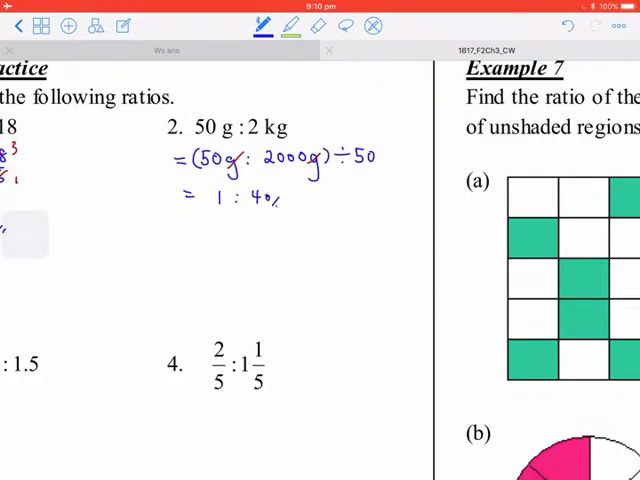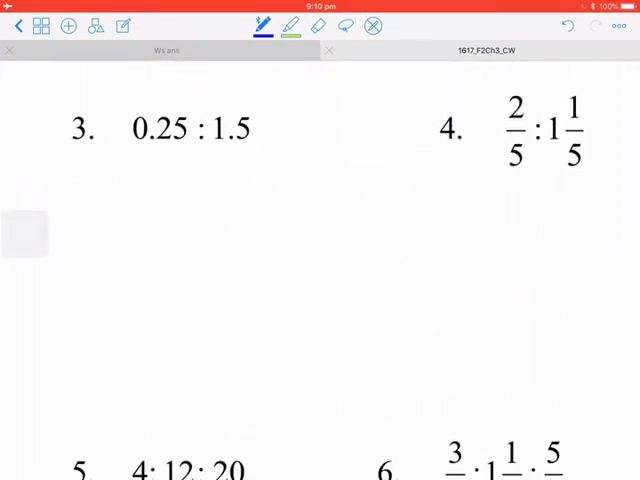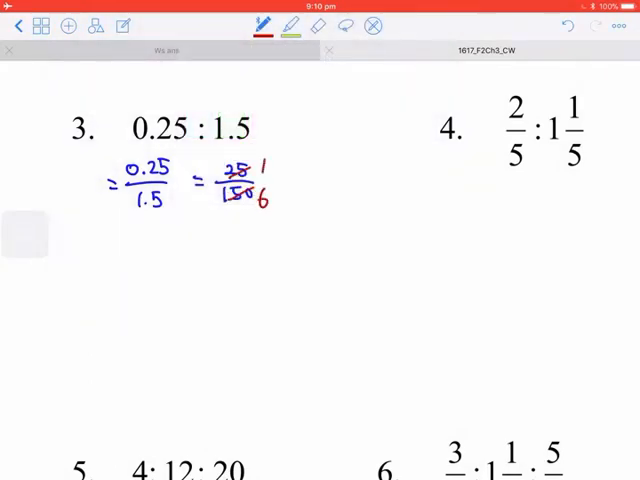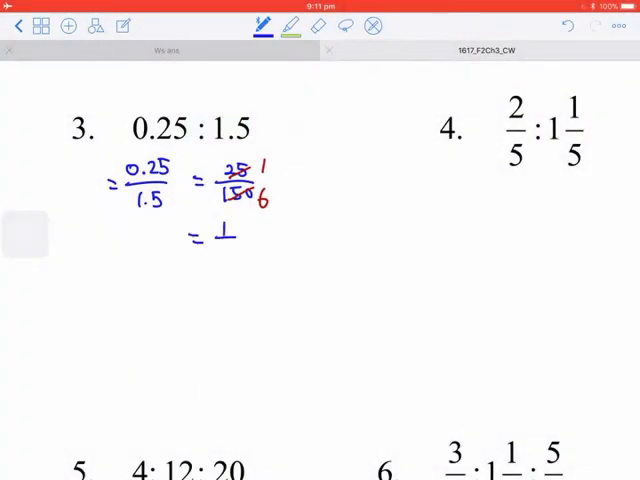For this one again, you can put it like this, and then you expand it. So you have 1, 2, 6. Okay, 1, and then this is 6. So there will be 1 over 6. That is 1 to 6.